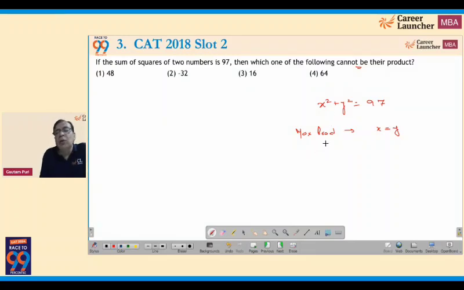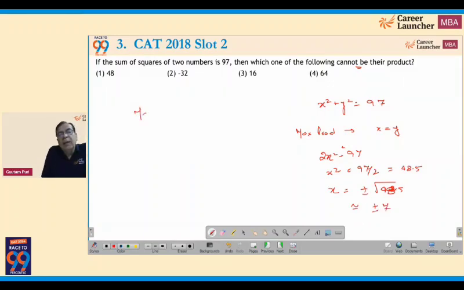So let me assume x is equal to y. I'm trying to find the maximum product. So if I say x equal to y, can I say 2x square is equal to 97? Or x square is equal to 97 by 2, which is how much? 48 to 48.5. So what is x going to be? Plus minus under root of 48.5. Can I say approximately plus minus 7? Okay. So what will be the maximum product?